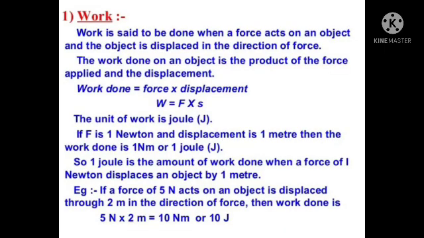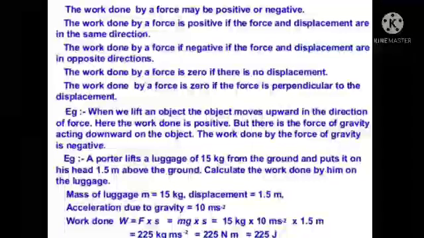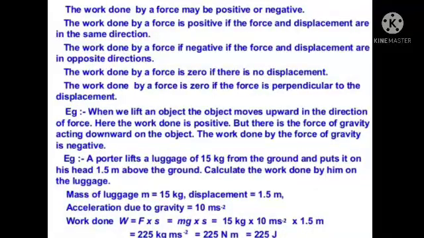If F is 1 Newton and the displacement is 1 meter, then the work done is 1 Newton meter or 1 joule. So 1 joule is the amount of work done when a force of 1 Newton displaces an object by 1 meter. Example, if a force of 5 Newton acts on an object and it is displaced through 2 meter in the direction of force, then the work done is 5 Newton multiplied by 2 meter, which is equal to 10 Newton meter or 10 joule. The work done by a force may be positive or negative.